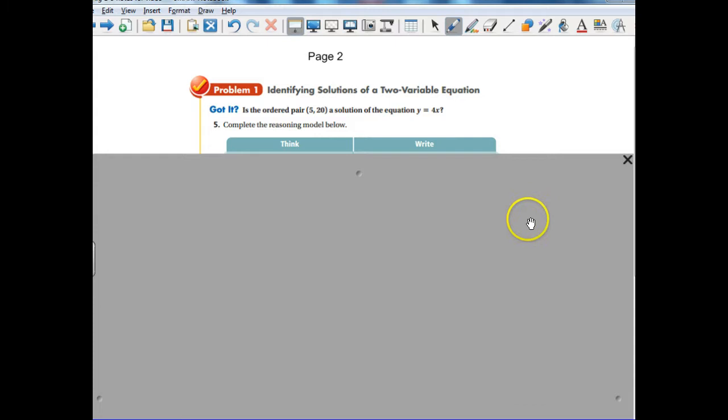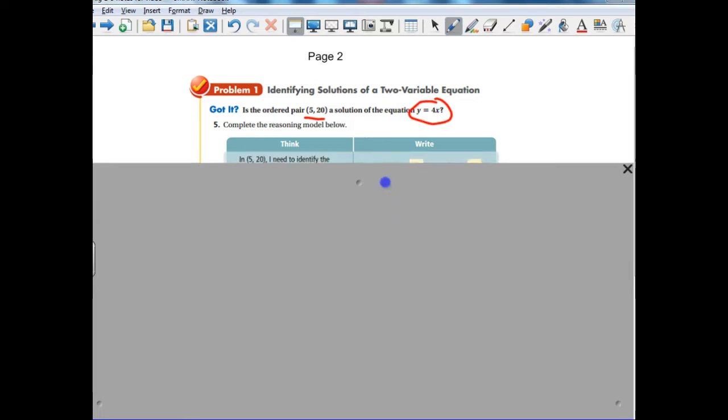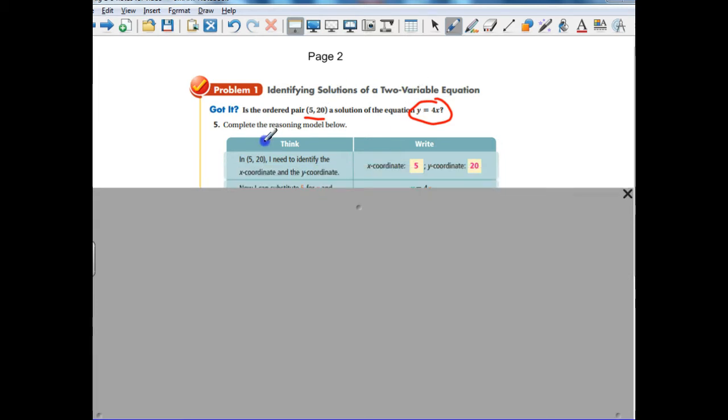Identify solutions of a two-variable equation. Is the ordered pair (5, 20) a solution for this equation? Now this is actually from the previous table, I believe. No, it's not. The previous table was number times itself. So it's saying, is (5, 20) a solution to this equation, y equals 4x? So here's what you're thinking. In (5, 20), I need to identify the x and the y coordinates. The x coordinate is 5. Remember that first number is x? The y coordinate is 20. That second number is 20.